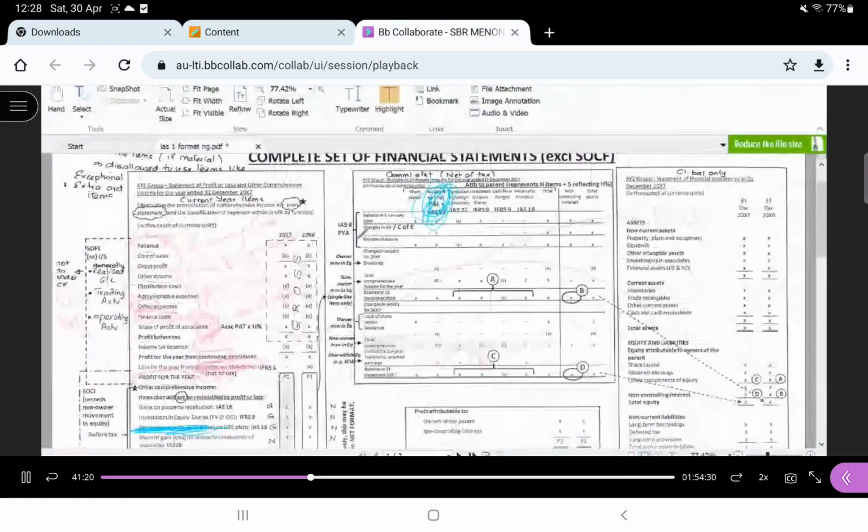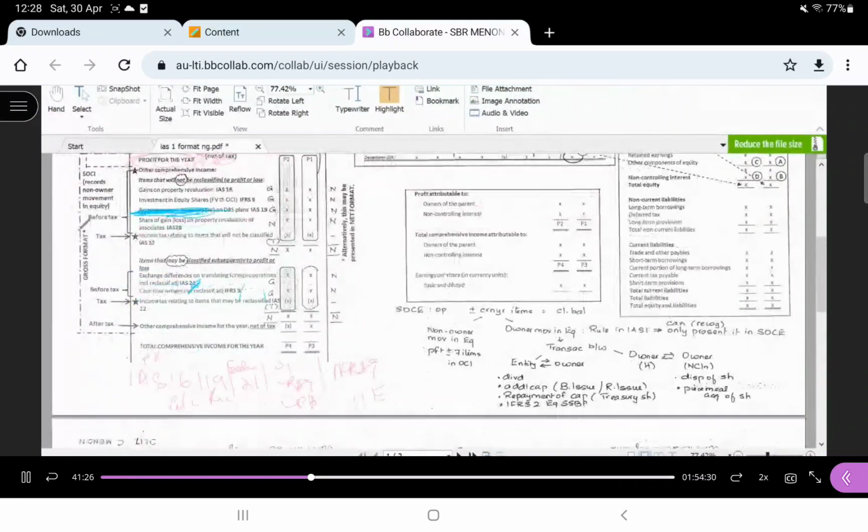So tell me today what you've learned. What goes to SOPL? You must know this format. And what goes to OCI? Don't forget, it's 5 items but 2 subheadings: items that will not be reclassified to SOPL, and items that may be reclassified. May be reclassified is the top 2 digits. Everything else is here. It's a faster way to remember. So that gives me OCI.